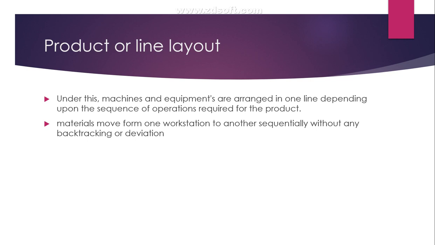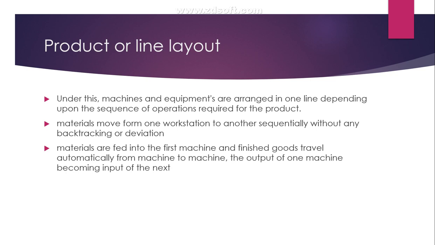So the sequences in terms of material movements from one workstation to another are predetermined with respect to the product line or assembly line layout. Depending upon the product, the sequence is already derived with respect to the operations. Material moves from one machine to another sequentially without any deviation. Materials are fed into the first machine and finished goods travel automatically from machine to machine, the output of one machine becoming the input to the next machine.